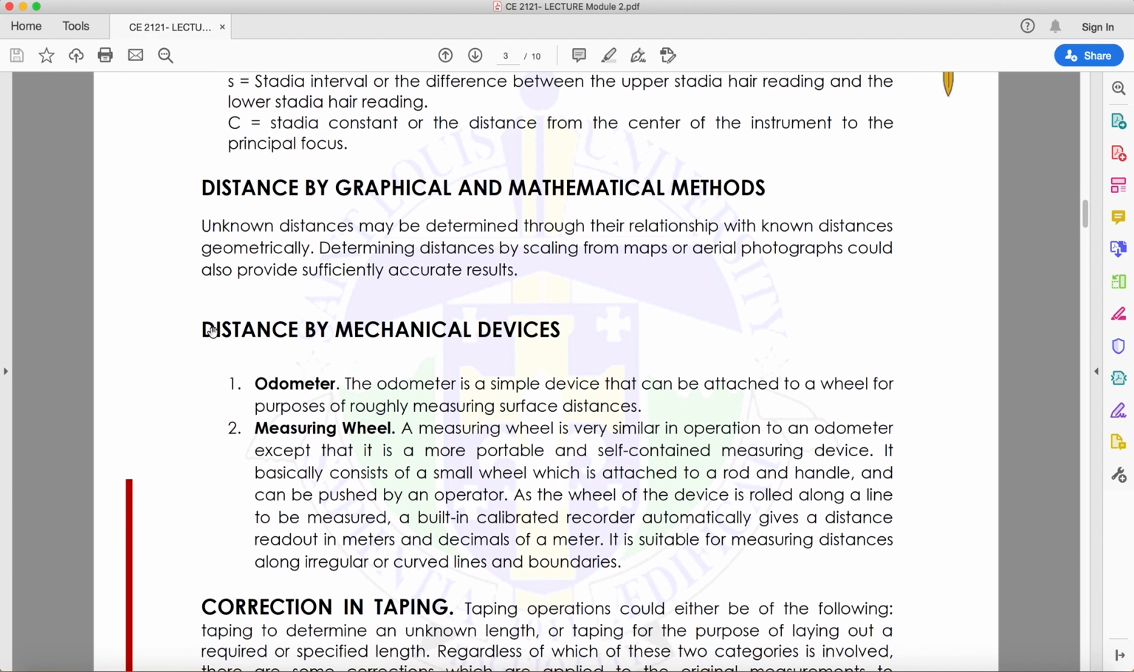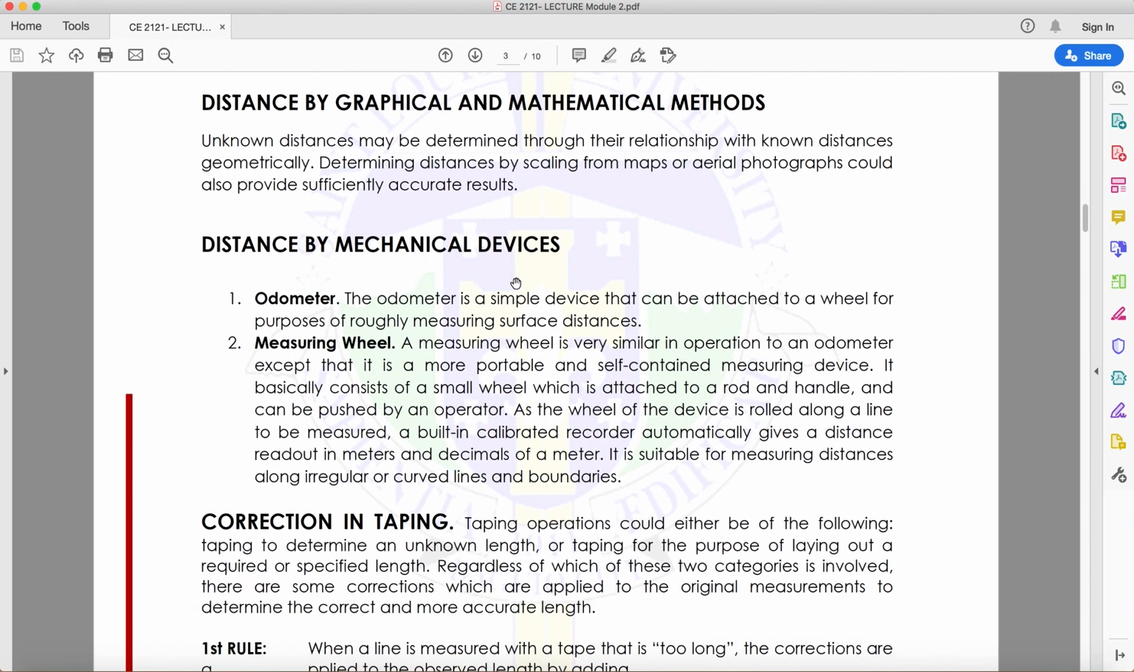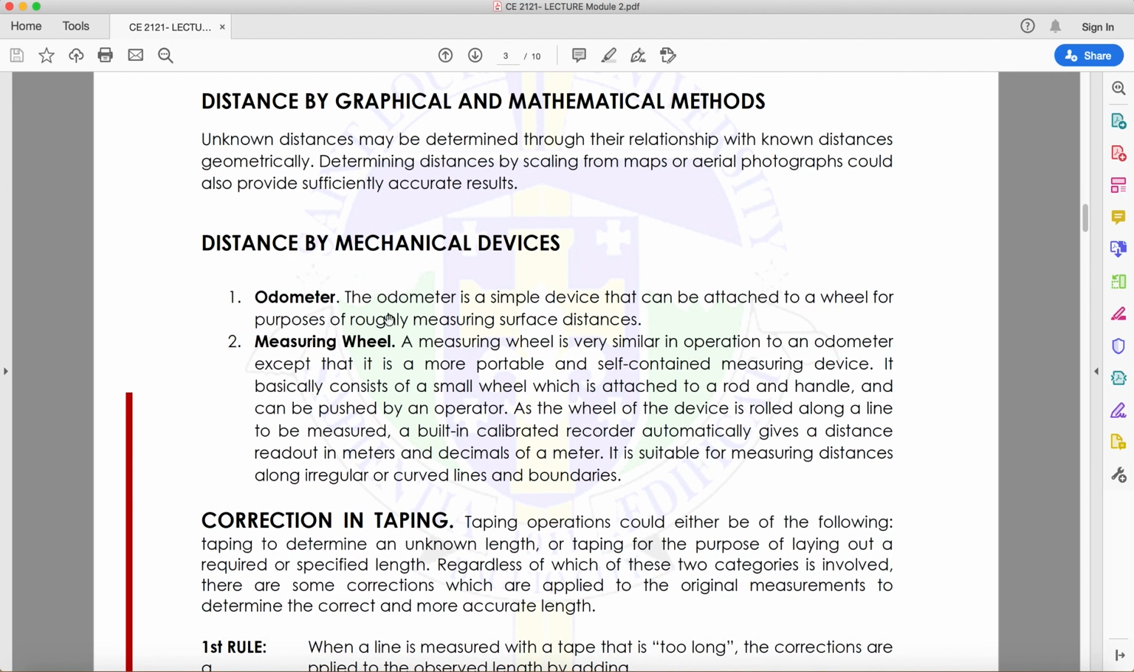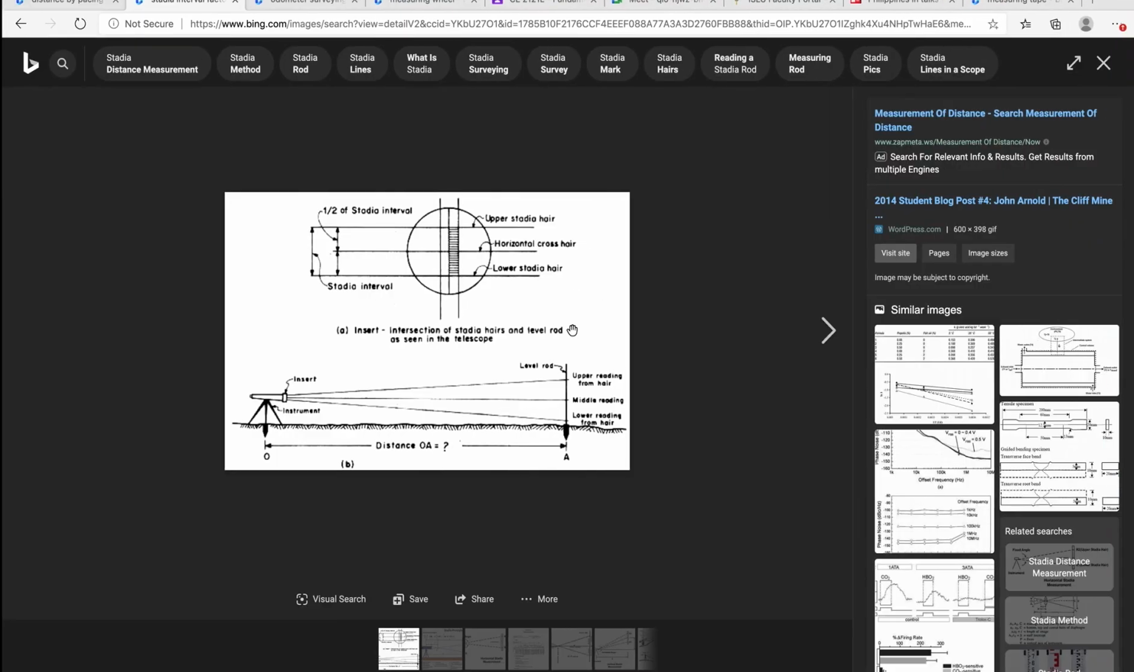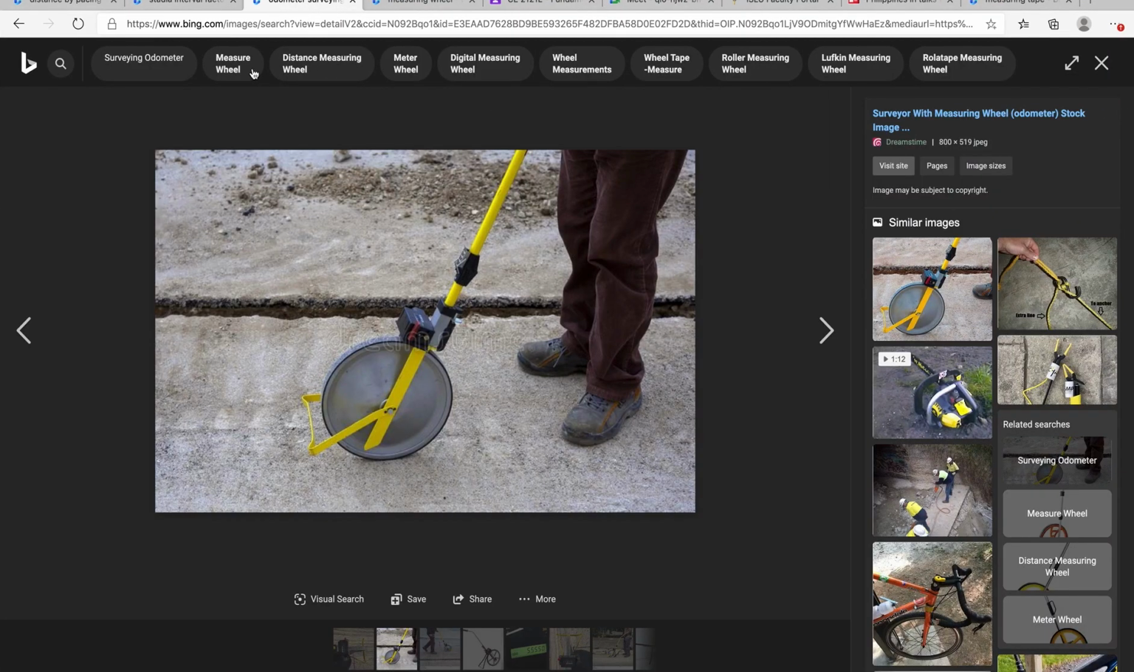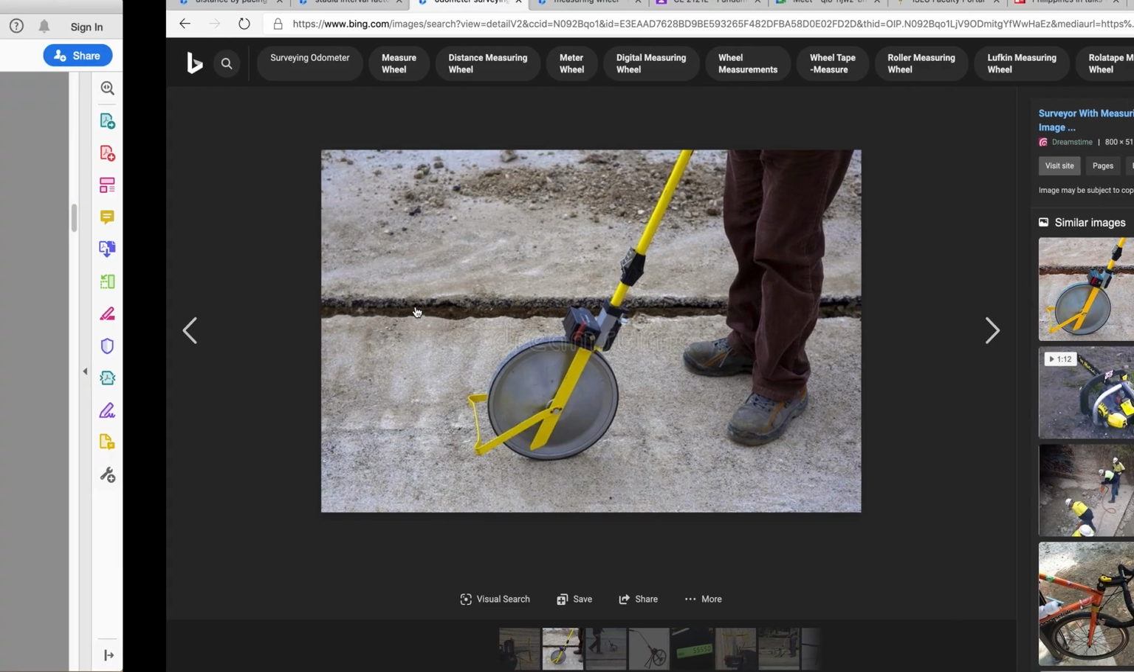Okay. Next is distance by mechanical device. So, number one, we have the odometer. The odometer is a simple device that can be attached to a wheel for purposes of roughly measuring surface distance. So, what is an odometer? This is the device that you attach to the wheel. Then, you just roll it, you run the wheel, and it will now record the measured distance.